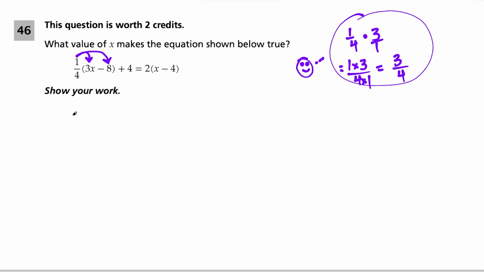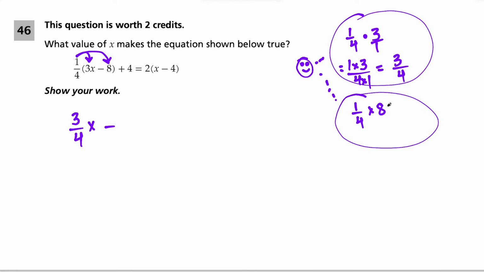So this starts off 3/4 times x, and then minus, if I do 1/4 times -8, well, I'm going to have my minus here because I'm doing a positive times a negative, but I'm really just doing 1/4 times 8. And for this one, what I'm thinking is just 8 divided by 4 is 2, and then 1 times 2 is 2. So I'm going to have minus 2. And I don't distribute the 1/4 all the way here because I have to stop where the parentheses stop. So that plus 4 at the end is just going to get tacked on.